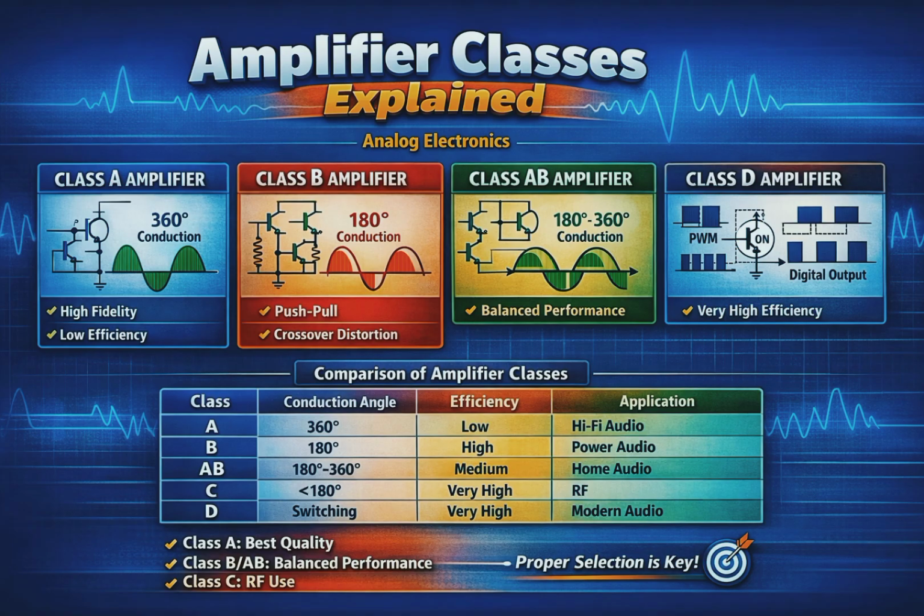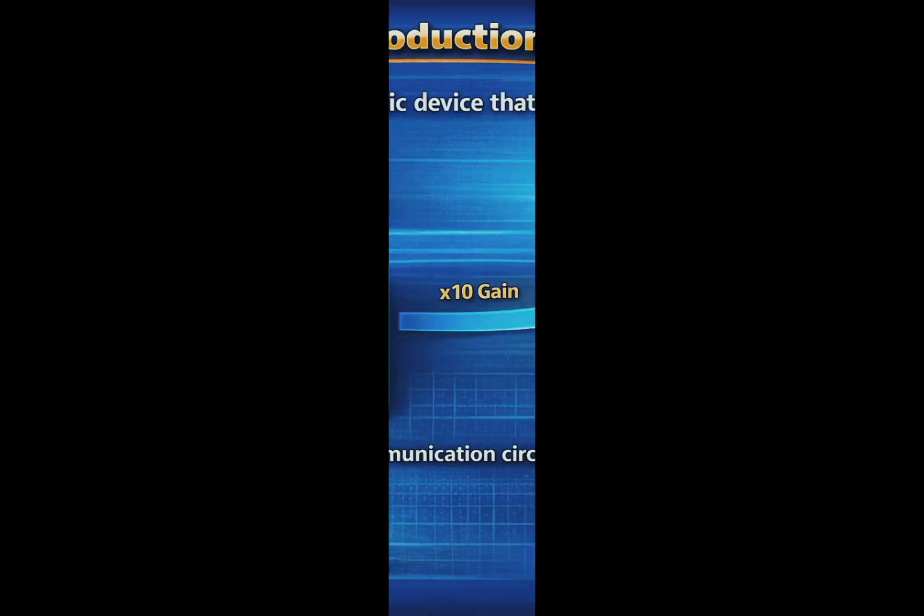Different amplifiers are designed for different purposes, and that is why engineers classify them into several types such as Class A, Class B, Class AB, Class C, and Class D. In this video, we will understand how each amplifier class works, their characteristics, advantages, disadvantages, and real-world applications. So let's start with the basics.